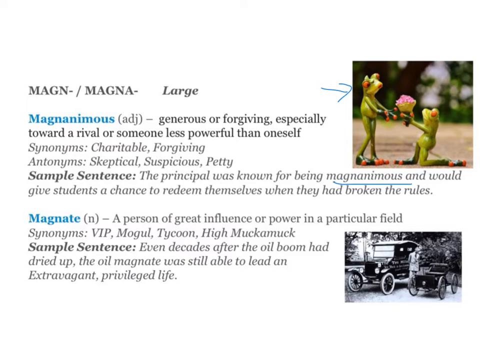Your next word is magnate, which is a person of great influence or power in a particular field. Your synonyms are VIP, mogul, tycoon, and high muckamuck. And your sample sentence is, even decades after the oil boom had dried up, the oil magnate was still able to lead an extravagant, privileged life. So a magnate is someone who has a lot of power in a field, usually very wealthy. So this oil magnate made a lot of money from the oil industry and was very wealthy.